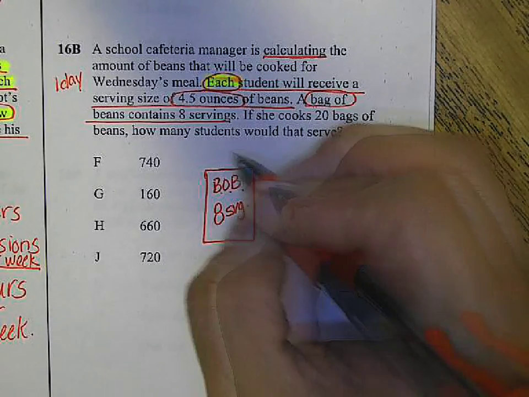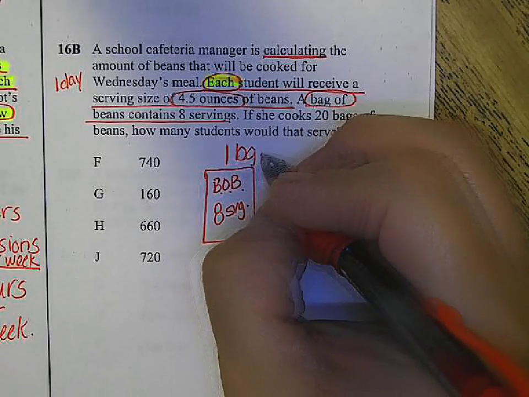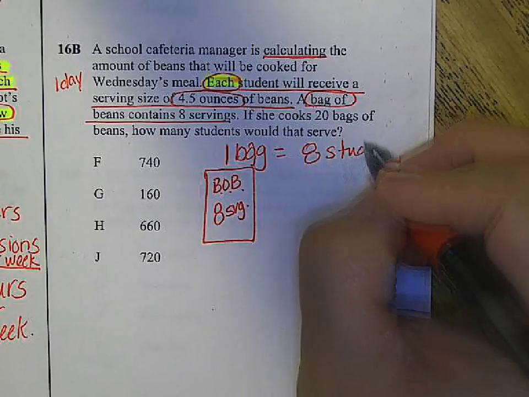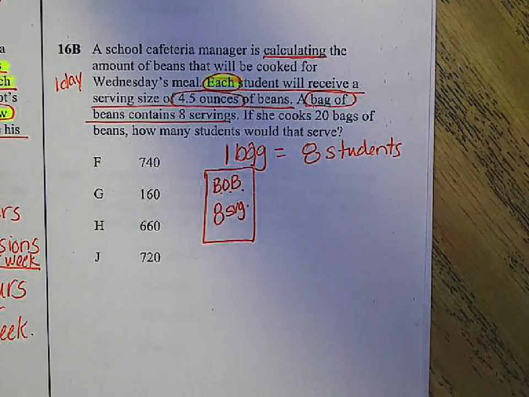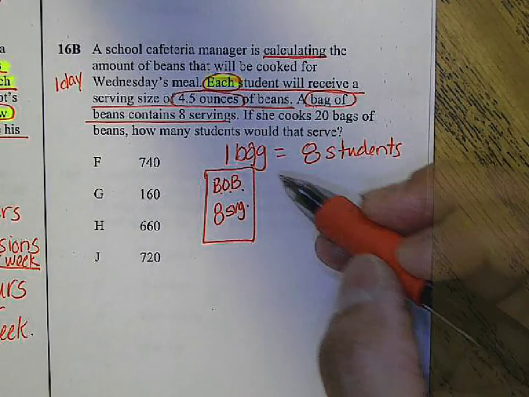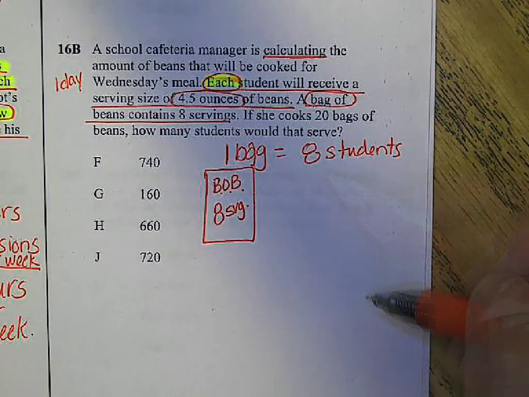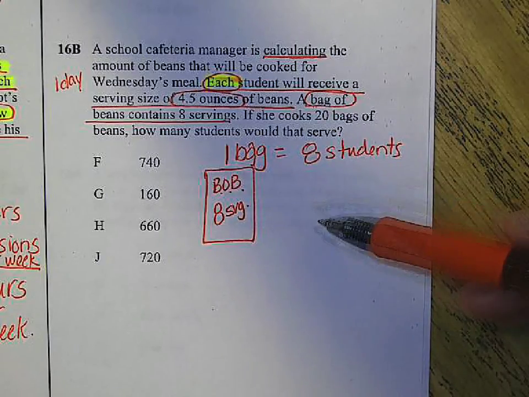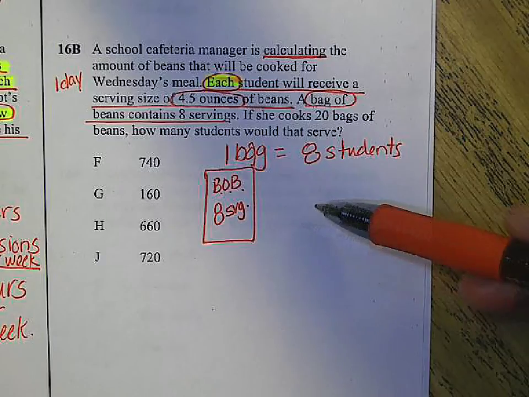That means out of one bag, I can serve how many students? 8. How many of you see that this looks like an input-output already? For every 1, 8. So for every 2, 16. For every 3, 24. What is a simple way to set this up? Input-output tables.